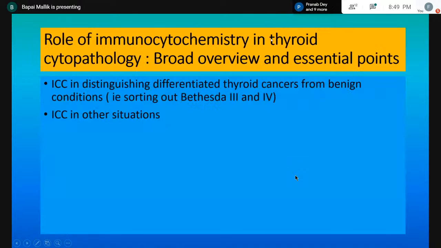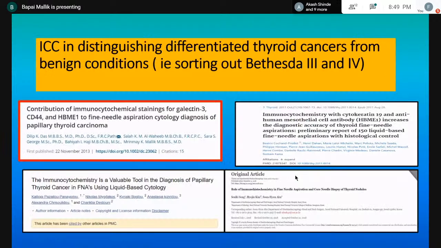Right. So the role of immunocytochemistry in thyroid cytopathology, the broad overview and essential points. So first of all, you can think of immunocytochemistry in distinguishing differentiated thyroid cancers from benign conditions. That is, can we use immunocytochemistry to sort out cases which we put in Bethesda 3 and 4? And other is immunocytochemistry in other situations. Now, a lot has been done, including one work from our lab, where you have tried to use a number of stains, antibodies to try and sort it out. And most of them have shown extremely encouraging results in trying to differentiate between a benign and a malignant condition.